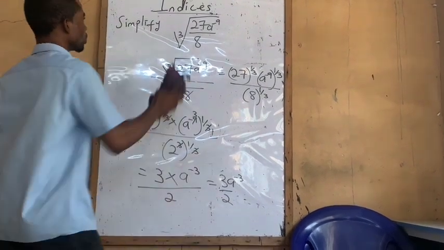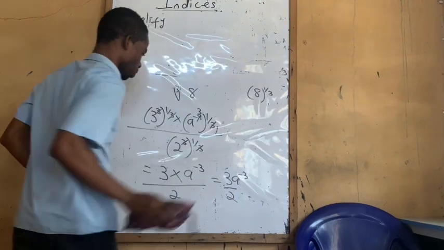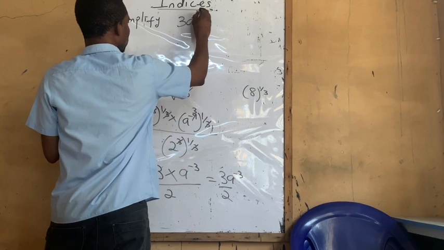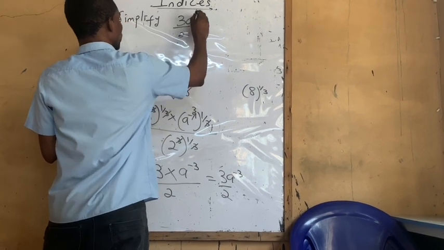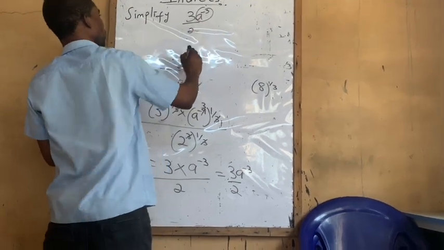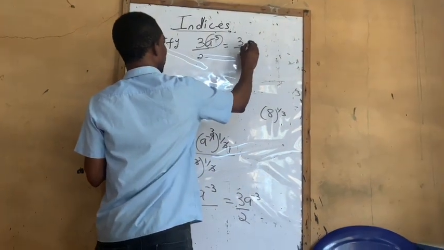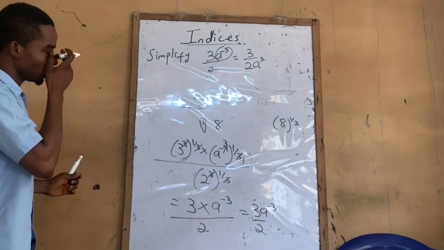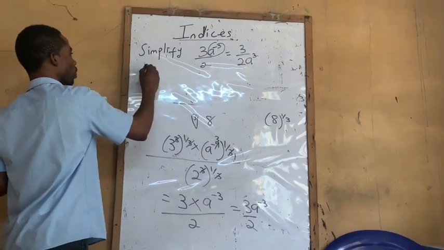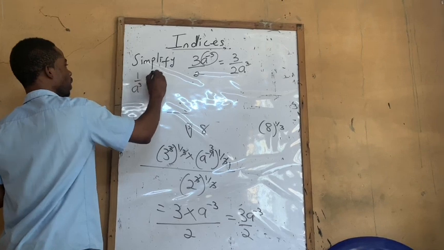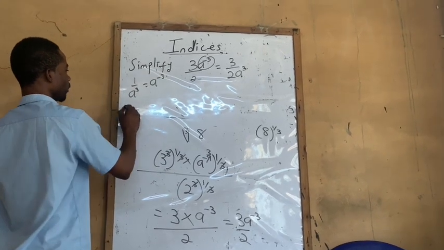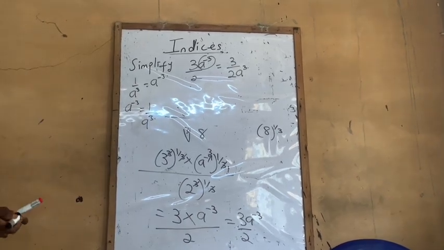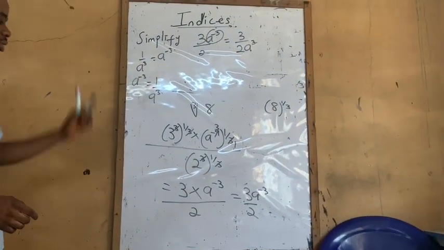What do you do? So, when you have 3a raised to power minus 3 all over 2, you can bring this one down. If you bring it down, it will become 3 over 2a raised to power 3. Understand the index form. When you have 1 all over a raised to power 3, you want to bring it up to become a raised to power minus 3. But when you have a raised to power minus 3, you want to bring it down to become 1 over a raised to power 3. Like the law of index form. So that is that for that.